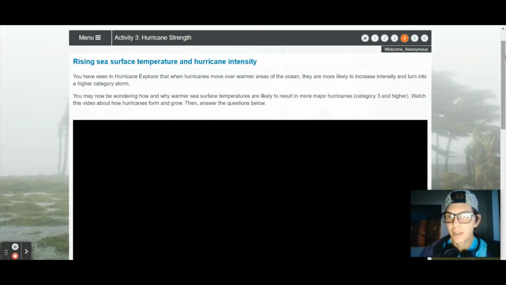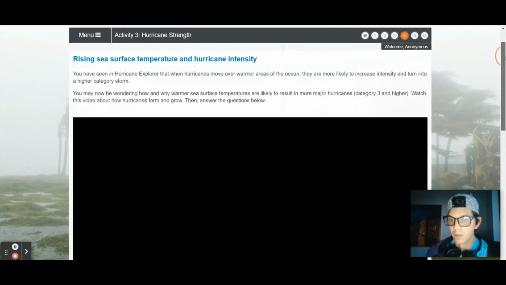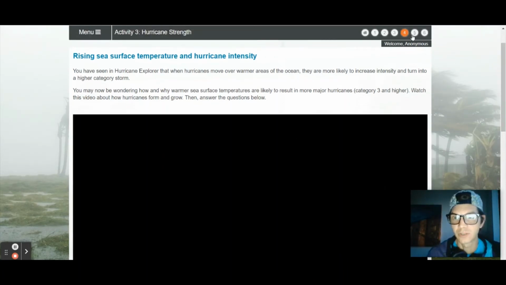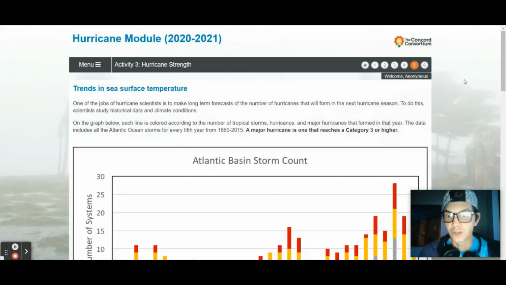Section 4 is a video on how hurricanes form. So in this, you're going to see how they form, as well as what processes are going to happen in order to fuel those hurricanes, build up those wind speeds, and potentially cause a lot of destruction to our communities.